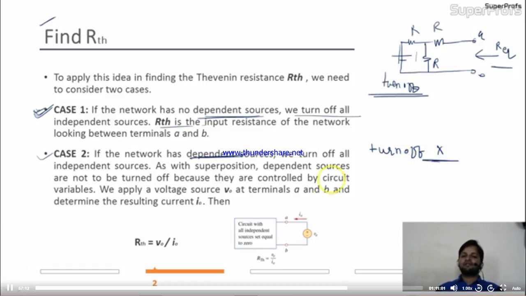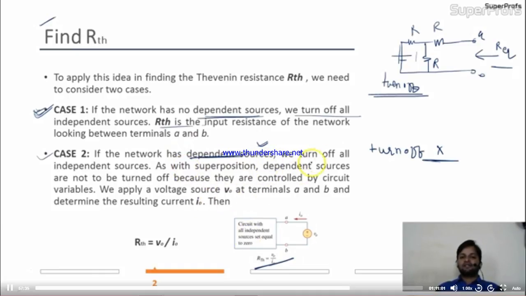Dependent source, because the value of a dependent source depends on the circuit parameter. That's why we can't turn them off. Are you getting what I'm saying? So if we have a dependent source in the circuit and we are going to find the RTH, how will we find it? We'll see in the problem. I'll illustrate it in the problem well.